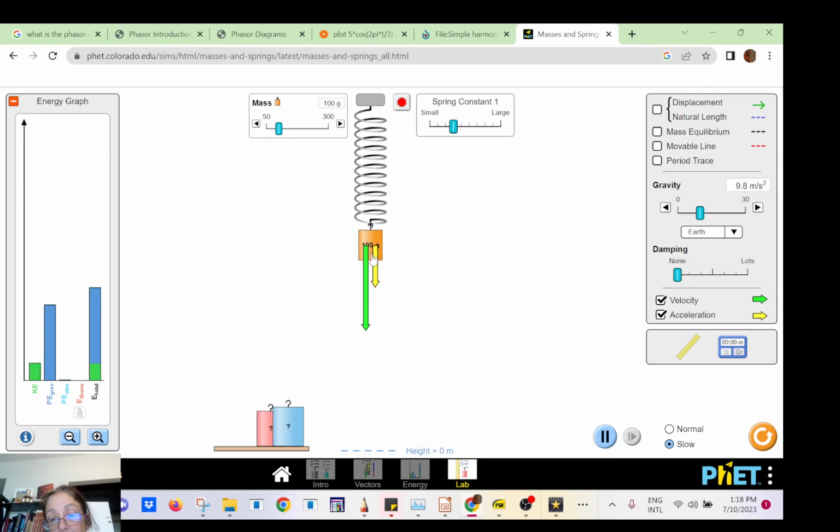Look at the acceleration. The acceleration also has the same behavior, right? It's 0 here, and then here it's maximum. Acceleration works with a restoring force. When it's all stretched, the speed is 0 and the acceleration is maximum. Then when it's going through the equilibrium, the acceleration is 0 and the speed is maximum. And then when it's squeezed all the way up, the velocity is 0 and the acceleration is maximum. So we can see that here.